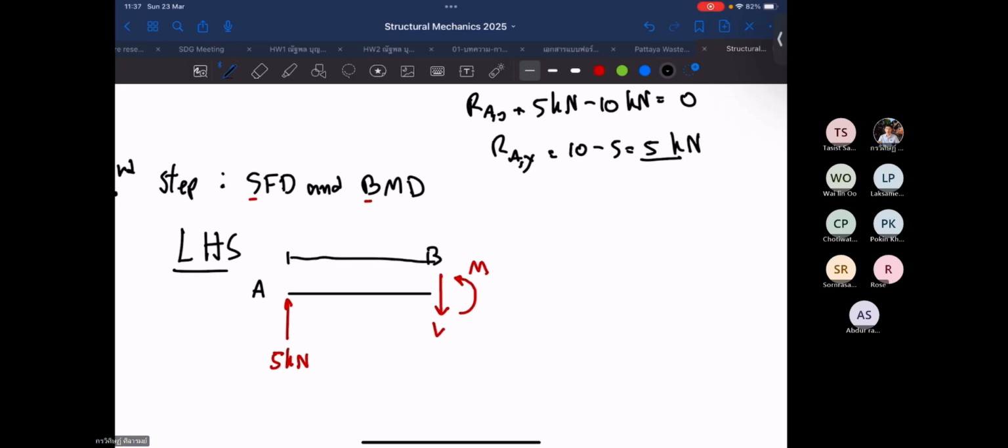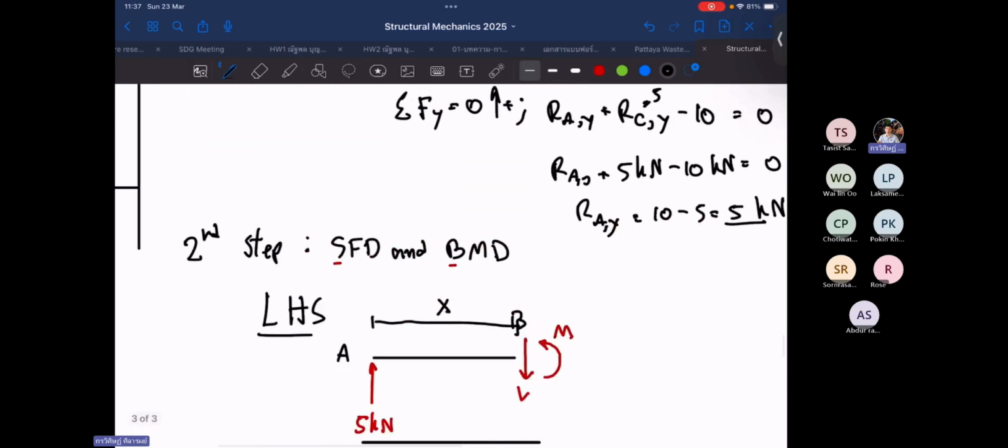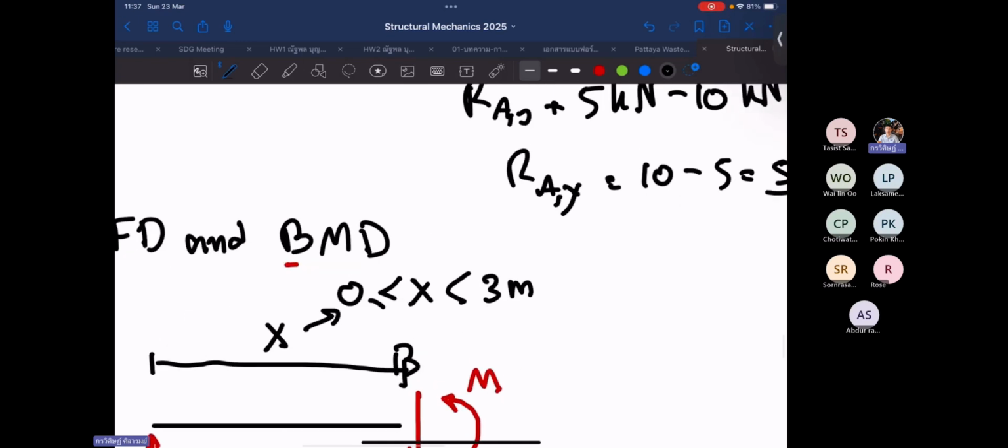So we vary the length by using this x parameter. But we know that from A to B is just 3 meters, so we have to control that this x ranges from 0 to 3 meters. But it will not equal 3.